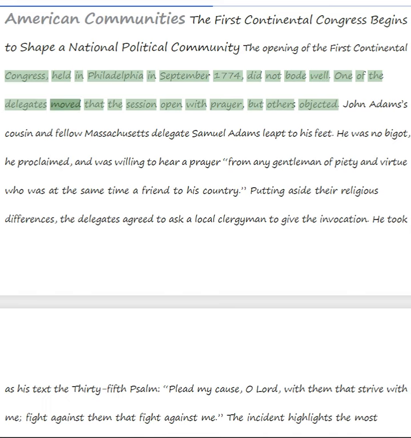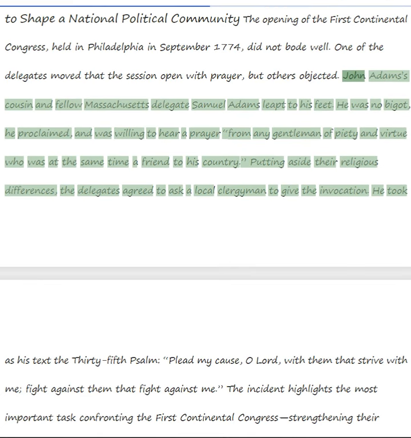One of the delegates moved that the session open with prayer, but others objected. John Adams's cousin and fellow Massachusetts delegate Samuel Adams leapt to his feet. He was no bigot, he proclaimed, and was willing to hear a prayer from any gentleman of piety and virtue who was at the same time a friend to his country. Putting aside their religious differences, the delegates agreed to ask a local clergyman to give the invocation.